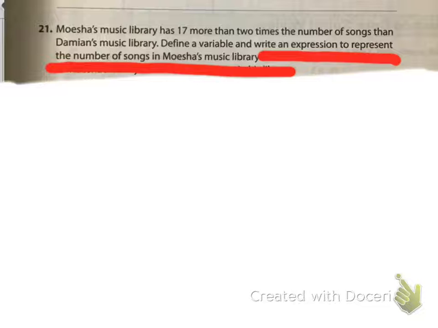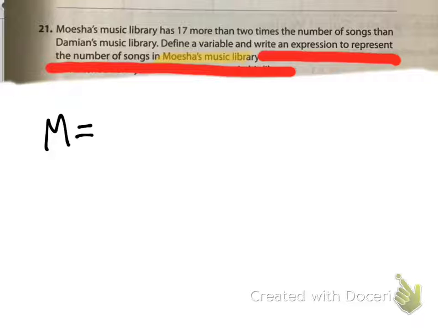Yeah, so it's in Moesha's music library. Damien helps. But we don't know what Moesha's is. It says define a variable and write an expression to find it. So we're going to have two variables in this one. It would be Moesha's library is, it has what? We're going to have two variables, but in this case, they would give us an answer to solve. So first, write out this equation. Moesha's library is equal to, and then we have to write our equation.